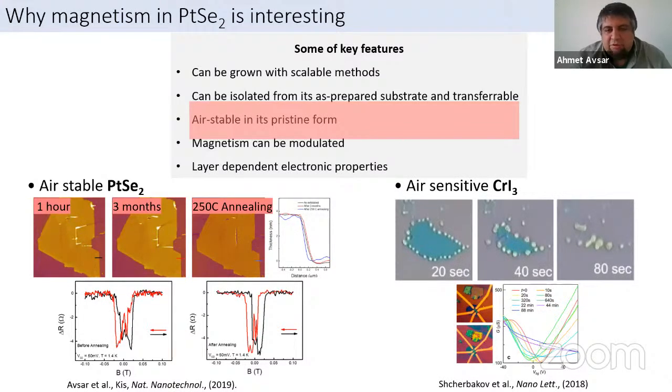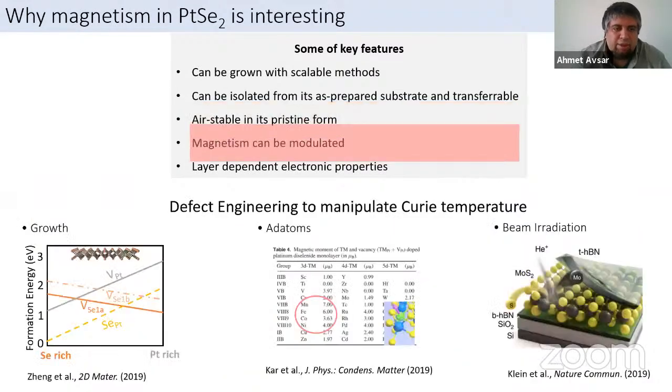But if you compare, for instance, any of these intrinsic magnets that I introduced at the beginning of my talk, you will see that they are extremely air sensitive. If you have chromium iodide, and you isolate it and expose it to air, in 80 seconds, as you can see here, it completely degrades and disappears. And even if you encapsulate it, the encapsulation is only protecting it for several hours, and even its properties change along the way.